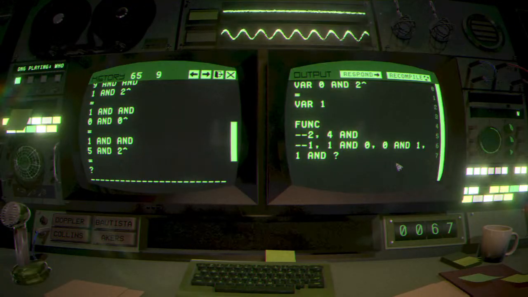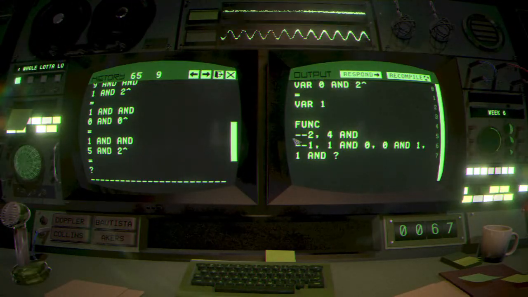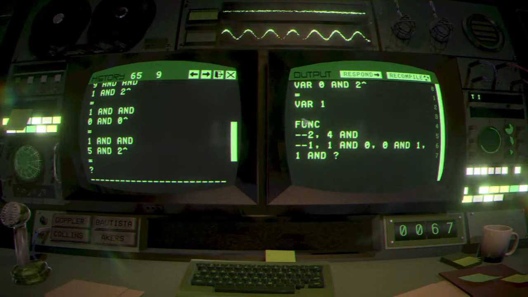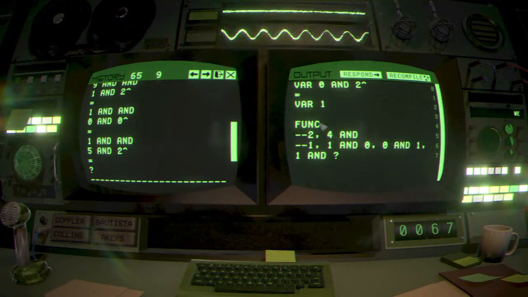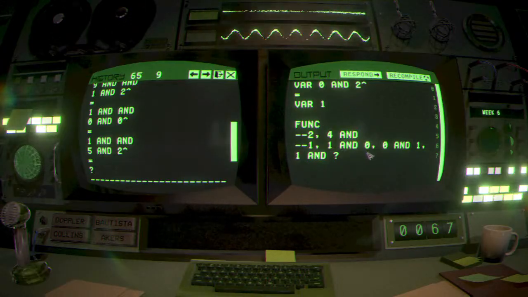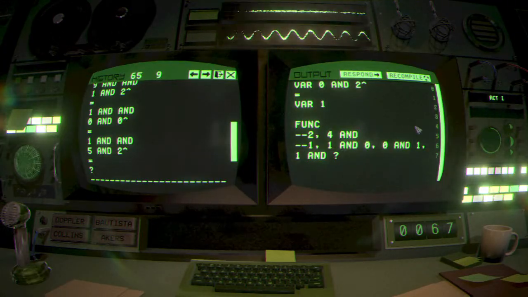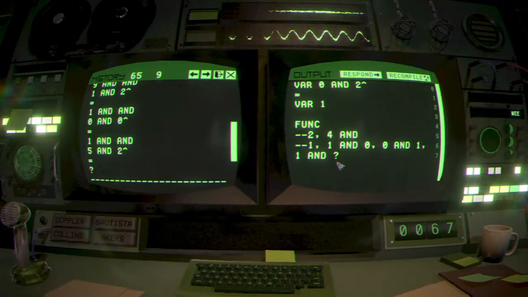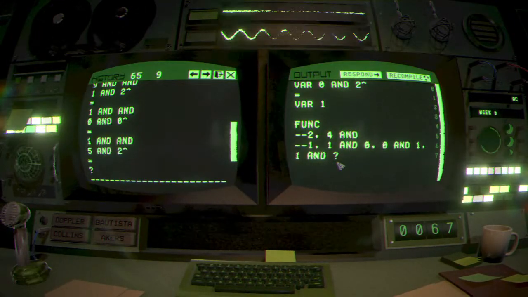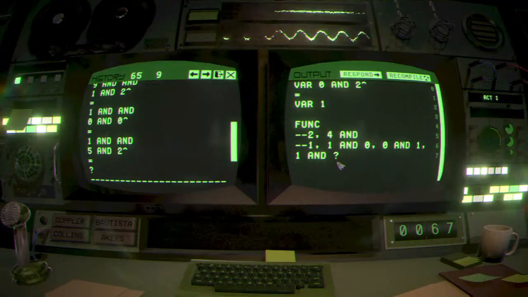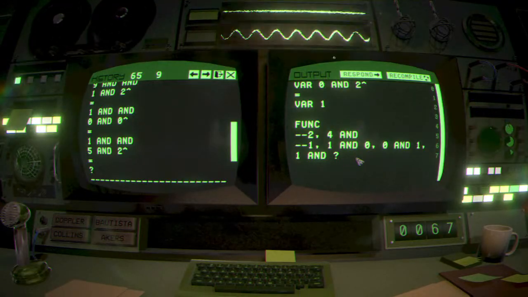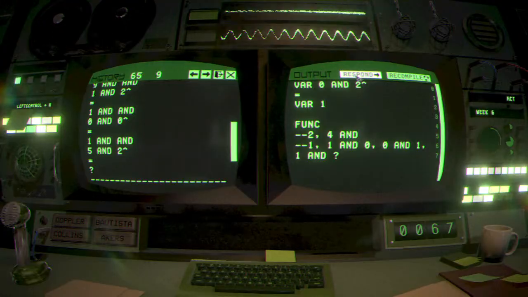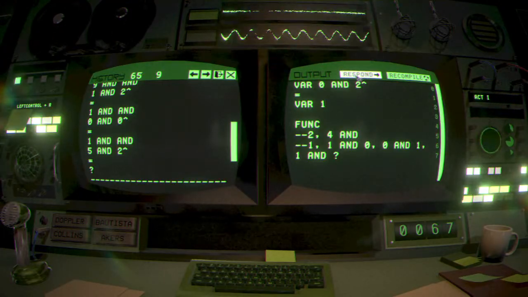So if I understand it correctly, left side is input, right side is output. Put in -2, get 4. Put in -1, get 1. Put in 0, get 0. Put in 1, get 1. Put in 2, get 4. Okay, so that's why I was just reading it wrong. So it's 2, comma, space 4.